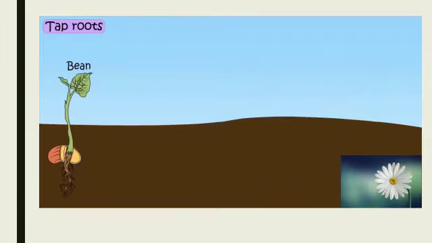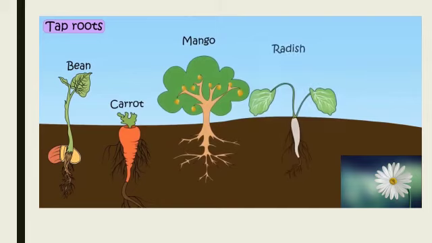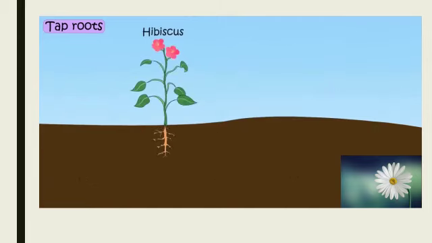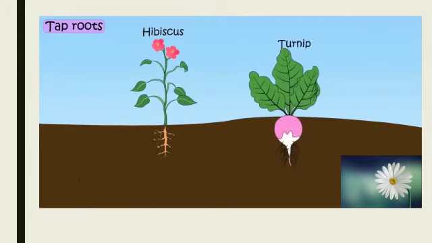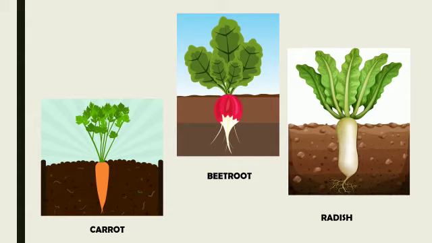Examples of the plants with the taproots are bean, carrot, mango, radish, rose, hibiscus and turnip. In some plants such as carrot, beetroot and radish, the food prepared by the plant is stored in the taproot. We eat these roots.